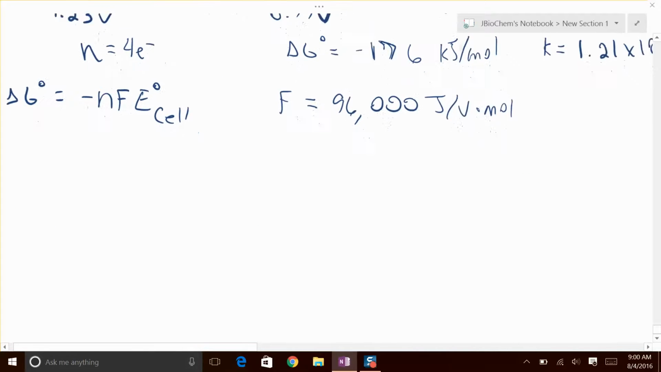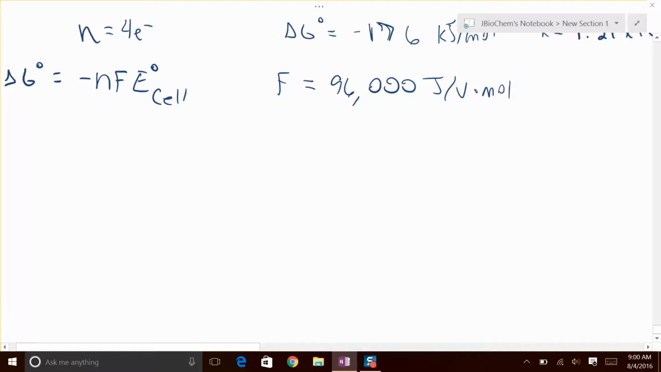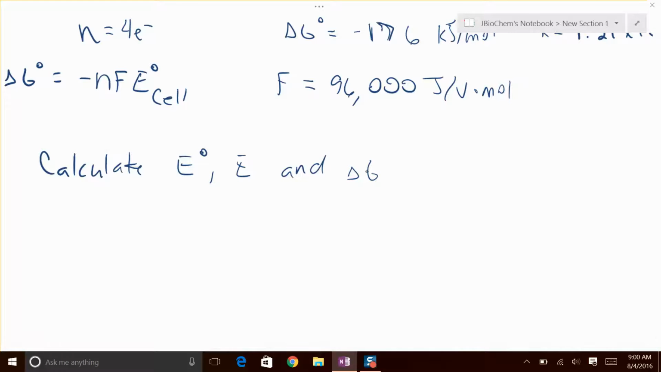Now, for this next one, we're going to calculate E naught, E, and delta G. Okay? Now you notice it's not delta G naught, it's delta G and E. So for the following cell reactions.